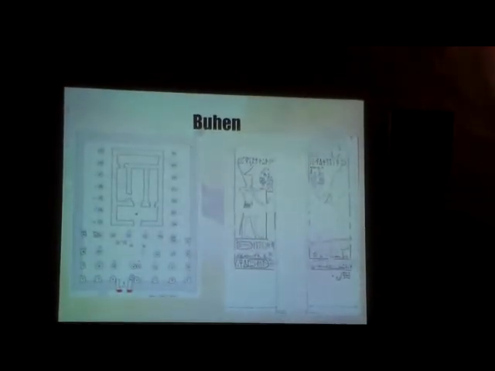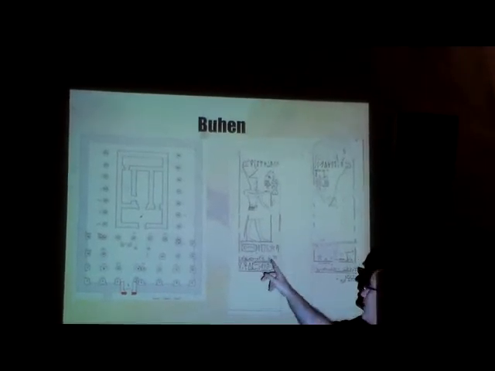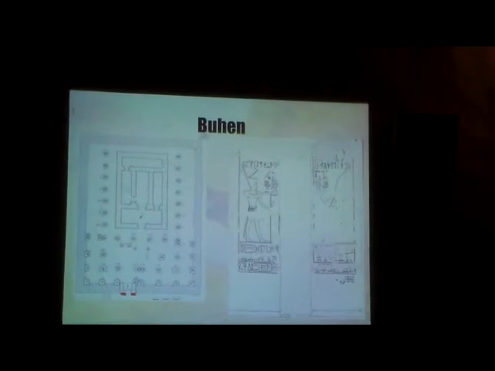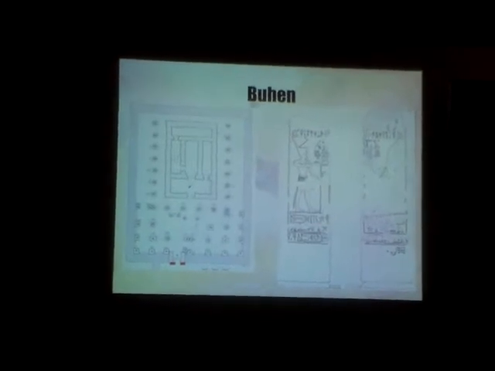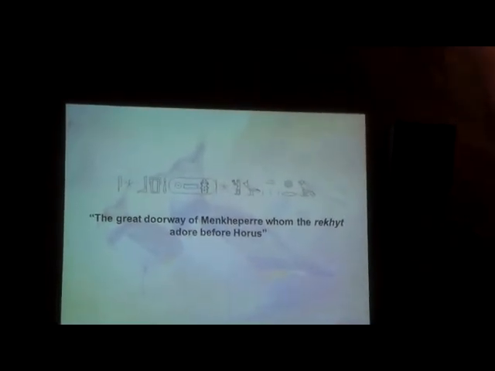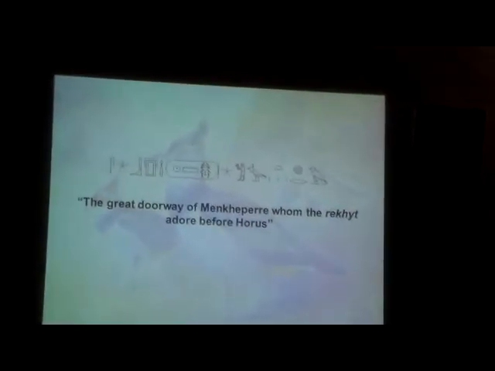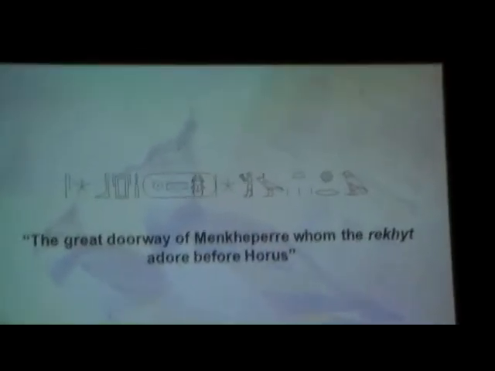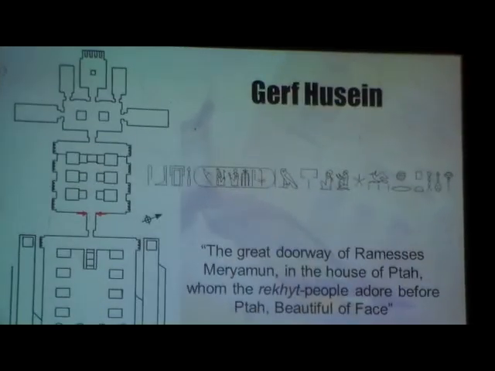One from Buhen, this is an earlier one, this is Tuthmosis III, but it's an inscription. On the doorway, it's called the Great Doorway of the King of Upper and Lower Egypt, and so on, whom all the rekhyt people adore. So there it is, Great Doorway of Menkheperre, whom the rekhyt people adore before Horus. Was this doorway accessible? If the one at Luxor Temple was accessible, based on what Bell and Baines and everybody else were suggesting, then surely that theory should fit for all of the doorways and not just one. Or have they got it wrong?